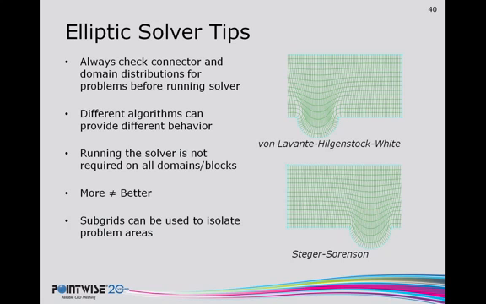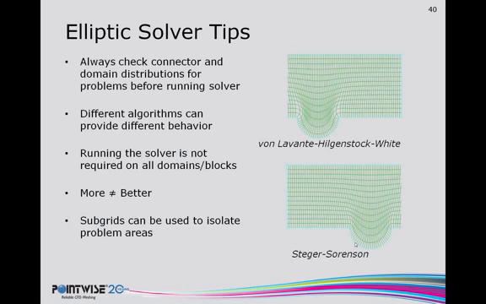Also, something to be aware of is that different algorithms can provide different behavior. For instance, the von Levante-Hilgenstock White algorithm tends to maintain clustering, whereas the Steger-Sorensen is a little more relaxed in that manner. So you kind of need to develop some familiarity with those. Try both and see which one gives you the result you're looking for.